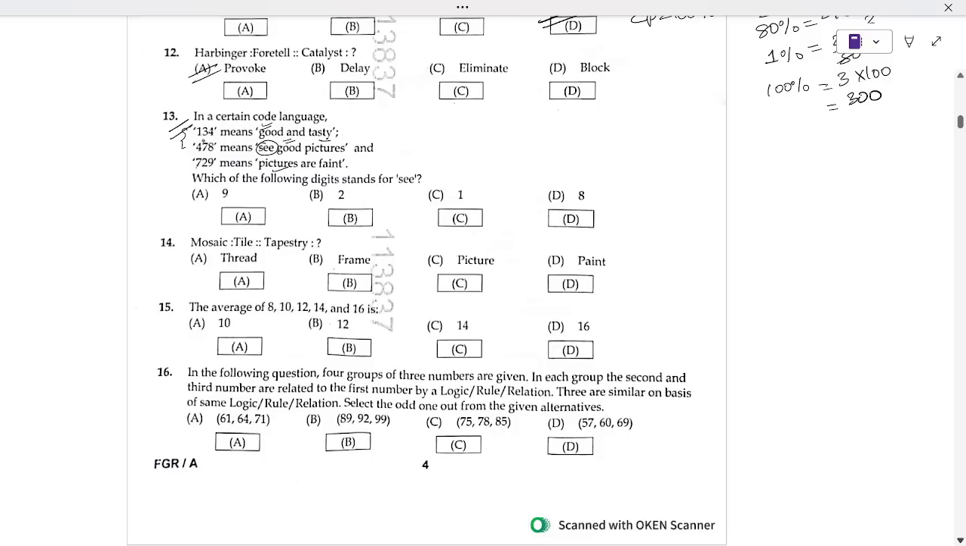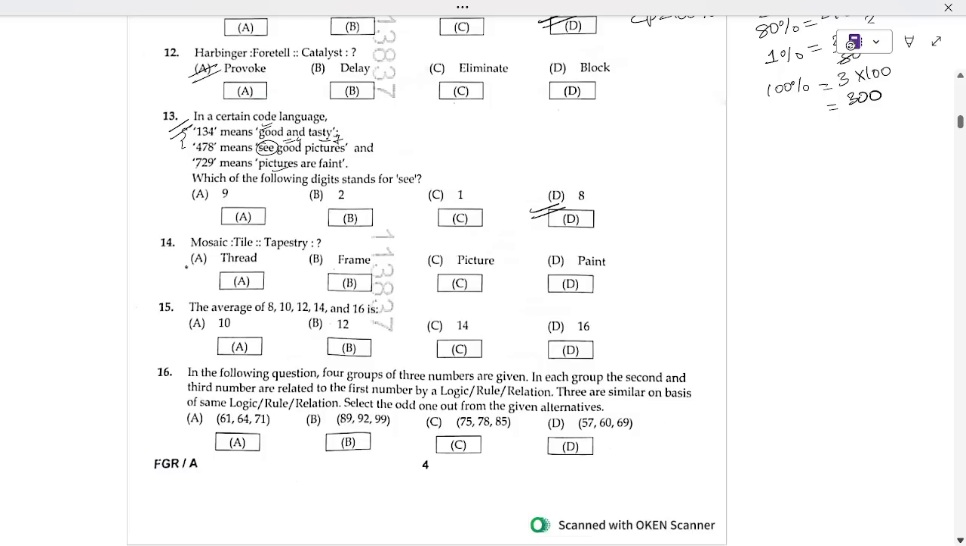That means 4 belongs to good. So 4 is good and 7 is pictures. That means 4 and 7 are already used, so 8 remains. So C is 8. D is the answer. Right, next, mosaic tiles and this one.